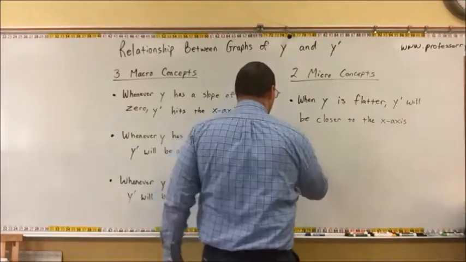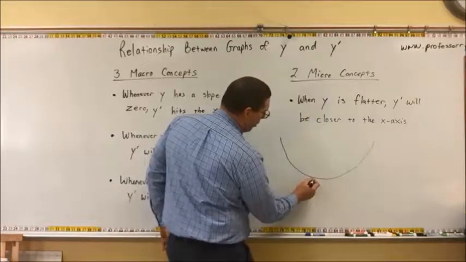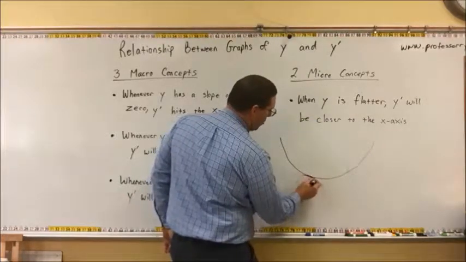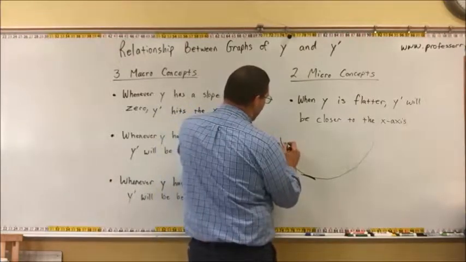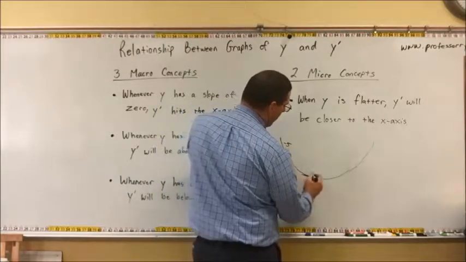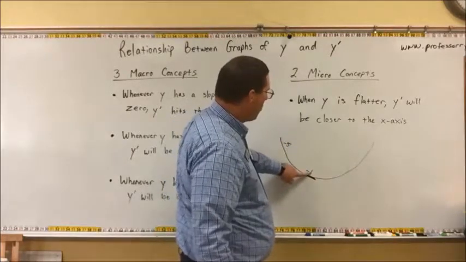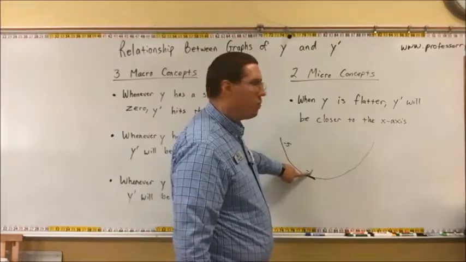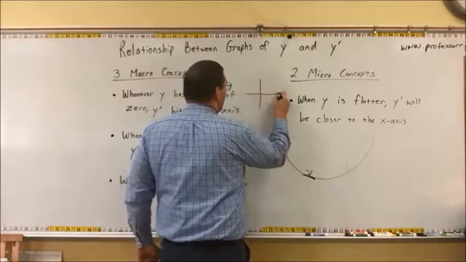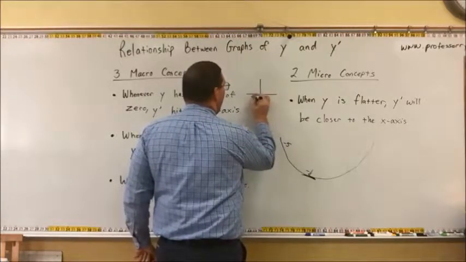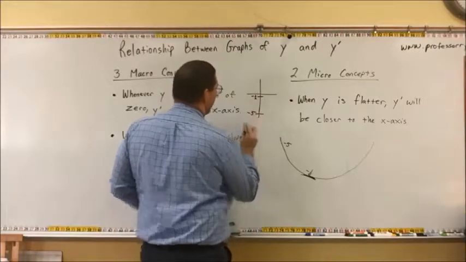Wouldn't you agree that when a graph is flatter, its slope is closer to 0? See here, the slope over here is like -5. But over here, the slope is like -1/2. So wouldn't you agree that the number -1/2 is closer to the x-axis than -5? If we looked at a coordinate plane, -1/2 is here and -5 is way down here.